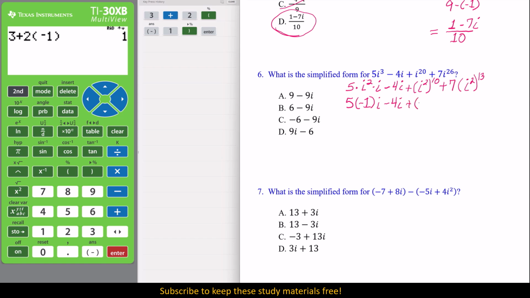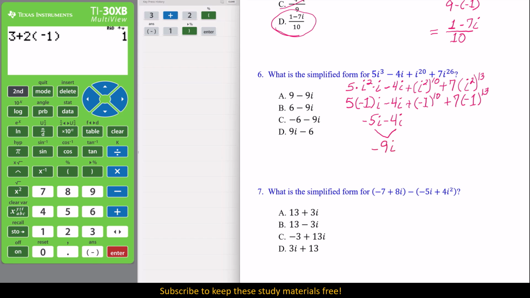Now let's deal with this. This is plus (-1) to the 10th power plus 7 times (-1) to the 13th power. Now we have something we can really use. The first two values here are terms. I see -5i minus 4i. I'm going to break those down, that's -9i, or condense them.